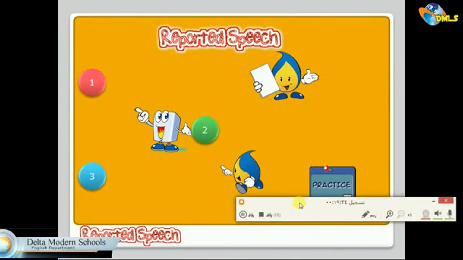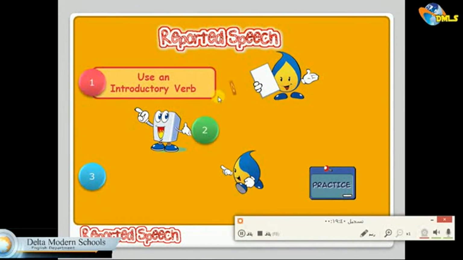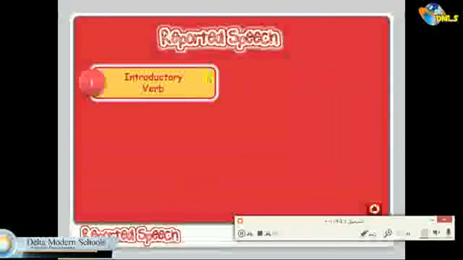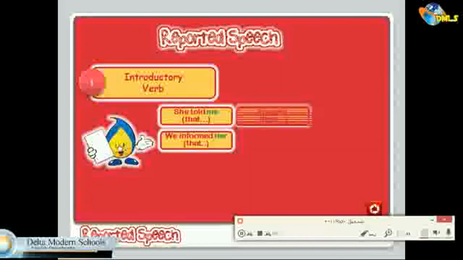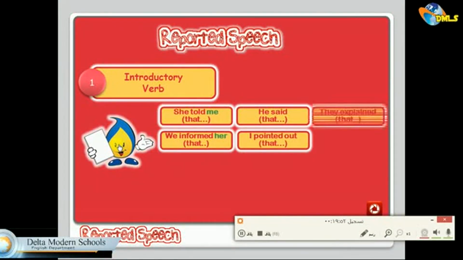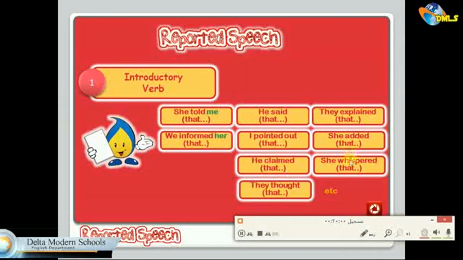In reported speech we have to take care of three things. Number one, you have to use an introductory verb, like she told me, we informed her, he said, I pointed out, they explained, she added, he claimed, she whispered, they thought, and so on.